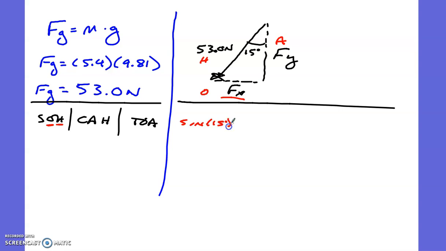Sine of 15 is equal to the opposite, which is my f sub x, over my hypotenuse, which is 53. Remember that the sine of 15 really just represents a number. You can either look it up on your trig table or type it in your calculator. And that is 0.259, which equals fx over 53. I multiply each side by 53, and I get my x component to be 13.7 newtons.